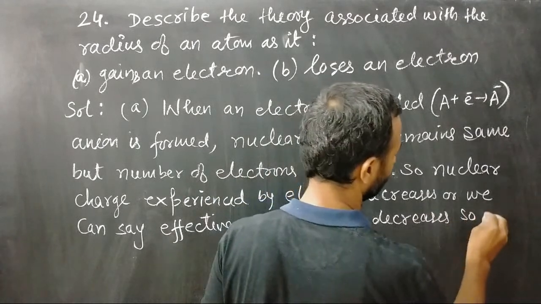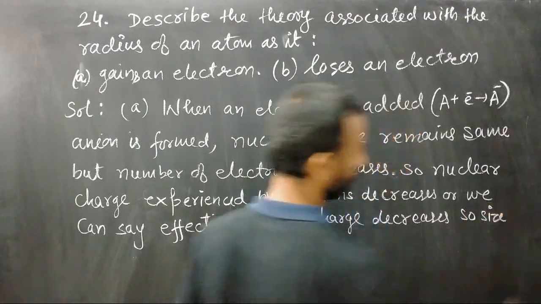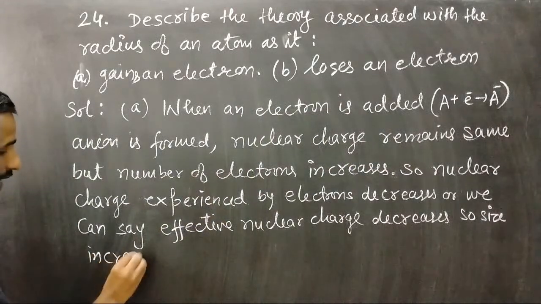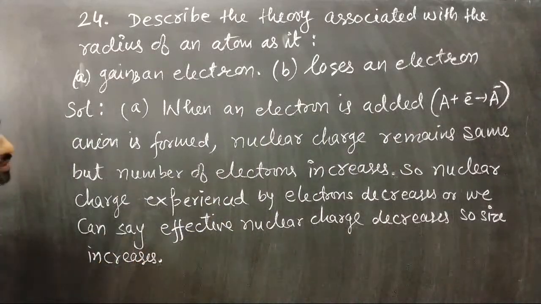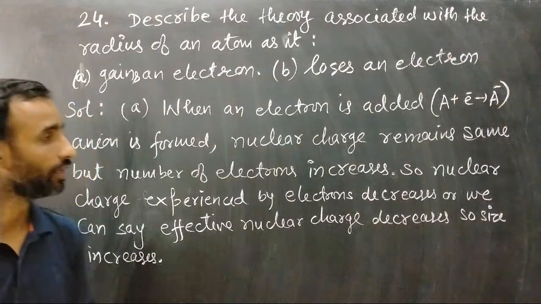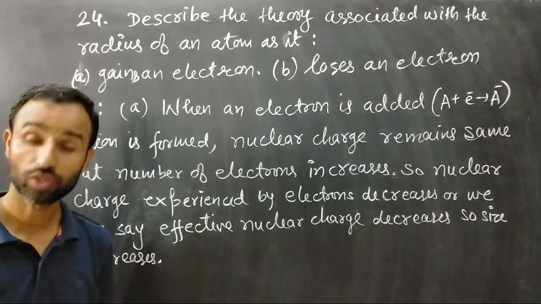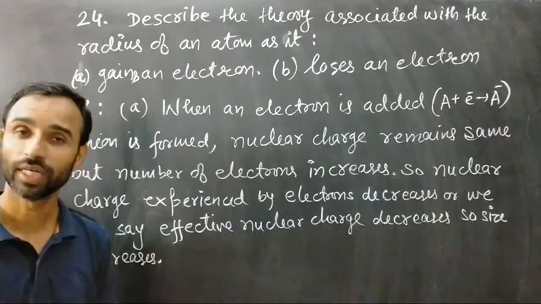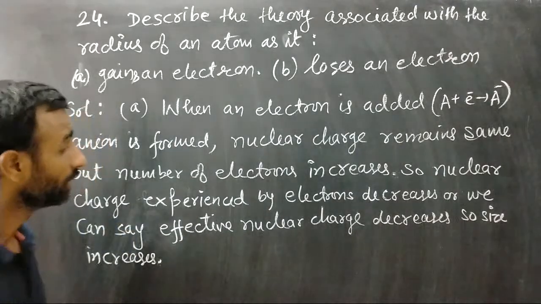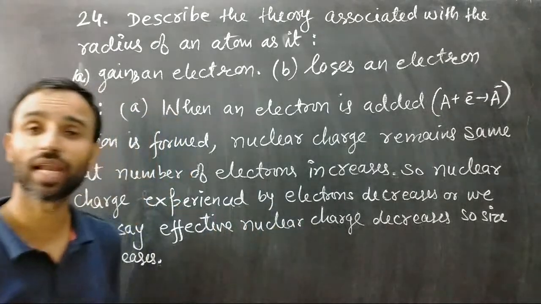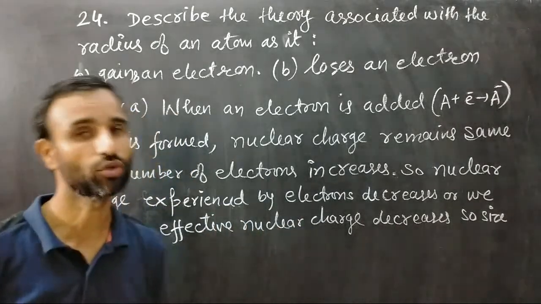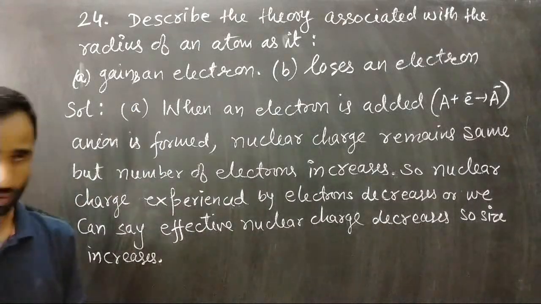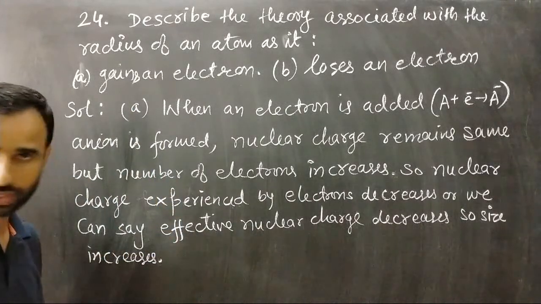So size increases. Any doubt? Very simple. Because electrons increase, screening effect increases. So effective nuclear charge decreases. Or we can say nuclear charge experienced by the electron decreases, and so size increases. I think you have written the same.